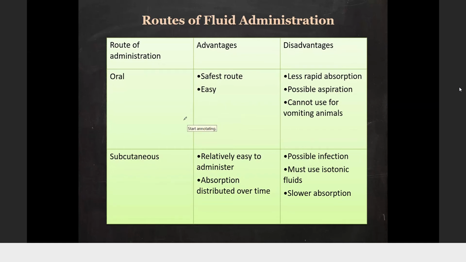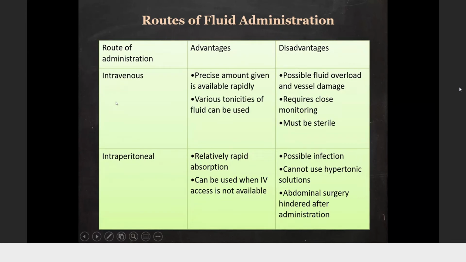Next is intravenous. This is actually the topic of our practical for today, to give intravenous fluids. This is the most commonly given if the animal is moribund, maybe paralyzed, cannot drink on its own, and is quite weak. This is one of the most commonly used routes, the IV fluids.